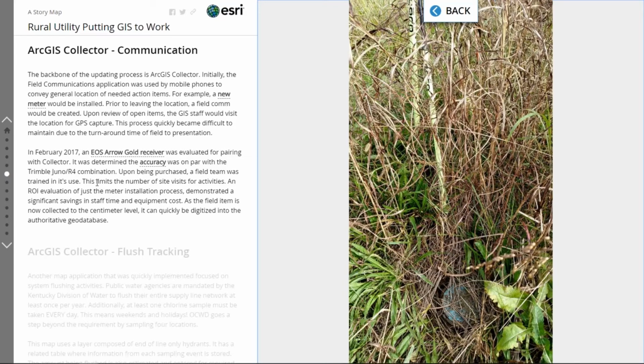So once we engaged with the EOS Arrow receiver, we took a look at just the meter side of things and at expanding the use of that. What we did was take one of the devices and a tablet and assign that to one of our field crews to keep on their work truck. And so as they put a meter in now, they are actually capturing that before they leave the site. So that would negate me having to go out with another unit or another staff member to later capture that location.